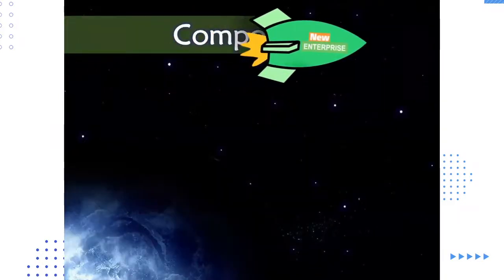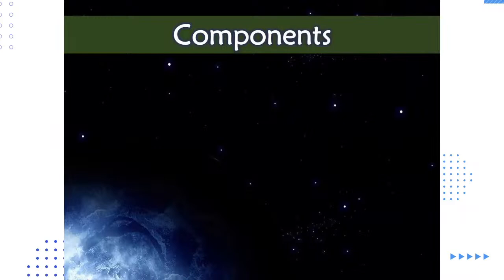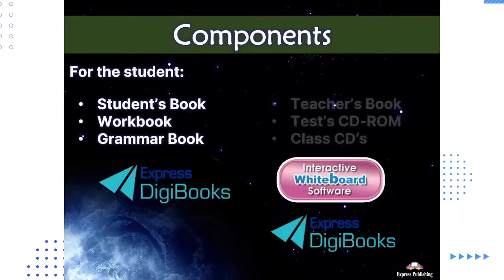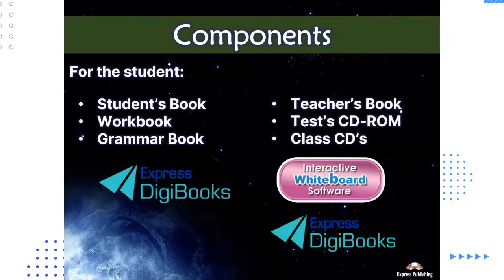So now I'd like to focus on the components of New Enterprise. To finish off the presentation, we had a look there at the key features. Now I'd like to look at some of the key components of the course for the students. First of all, we have the student's book, the workbook, and the grammar book. Each of these books contain also the Express Digibooks application. So the student's book with Digibook, the workbook with Digibook, and the grammar book with Digibook. All of these courses, they have the Digibook there.